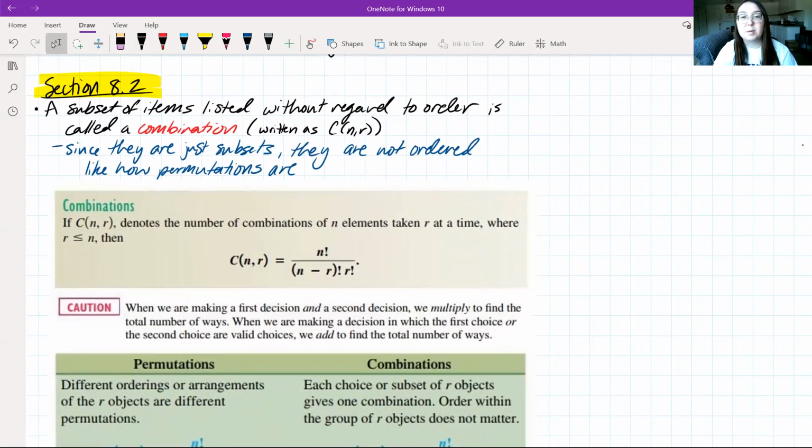When we think about permutations, we care about the order. When we think about combinations, we do not. This is mostly because when we think about order, we can have the same elements just reordered, and that would be considered different ways or different options. But with combinations, we don't care about what order they're in. It's just the identifiable elements in whatever you're thinking about. So combinations don't care about order, but permutations do.